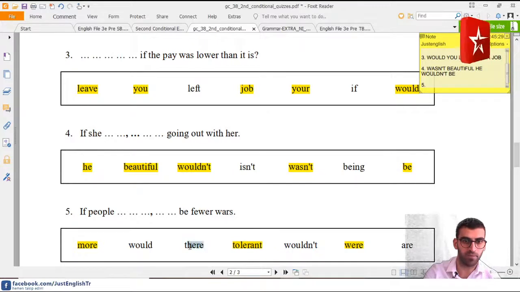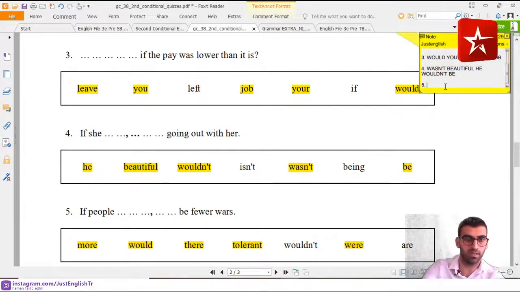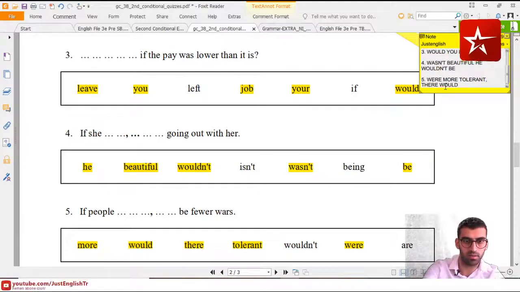There would be fewer wars. Yes, there would be. Yes, fifth word I choose here. There would be fewer wars. Let me write the correct answer here. If people were more tolerant, there would be fewer wars. Great. Thank you, guys.